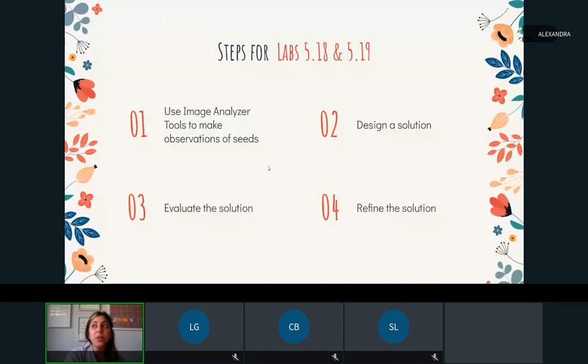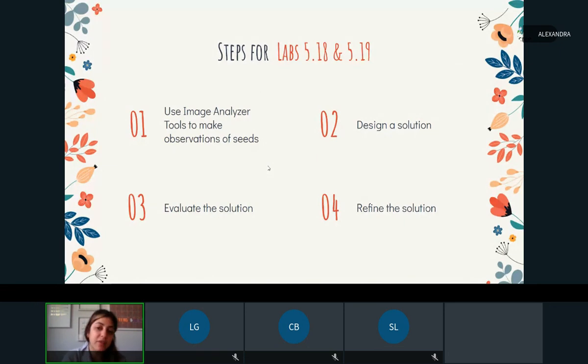So for both labs, overall, the entire thing on Friday, the first thing is you're going to use an image analyzer tool to make observations of seeds. So you're going to be taking a look at several images, and I'll talk to you about that in a second. You're going to look at images and then make your observations and make a determination.